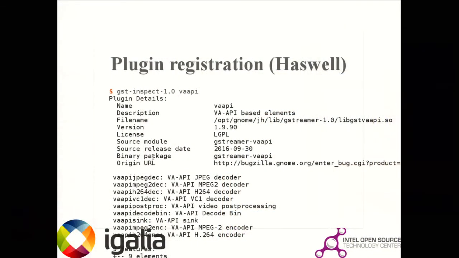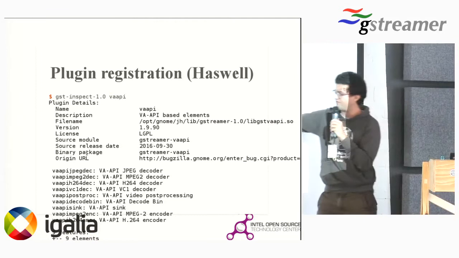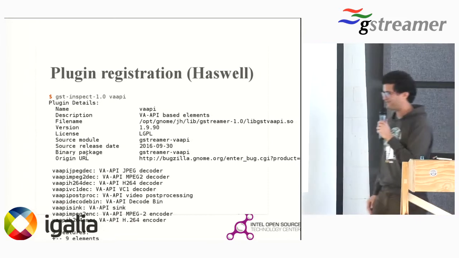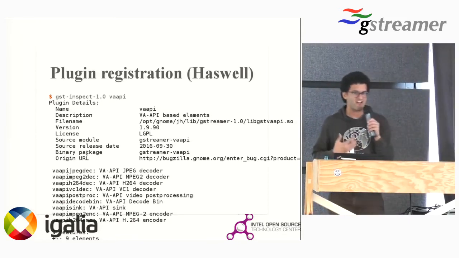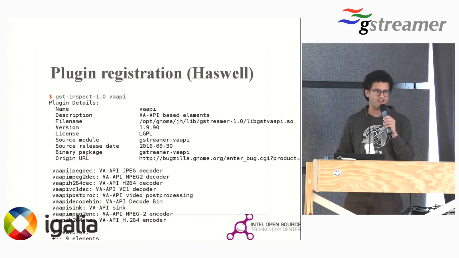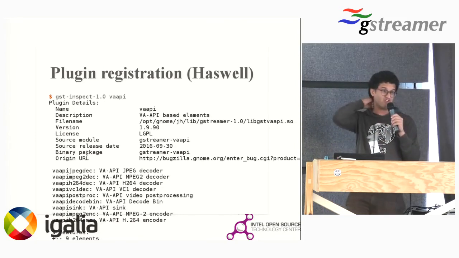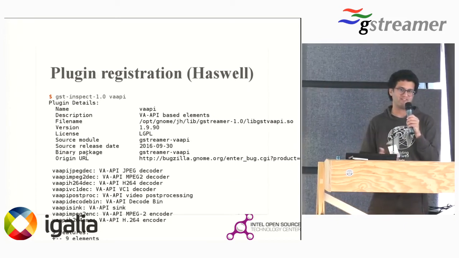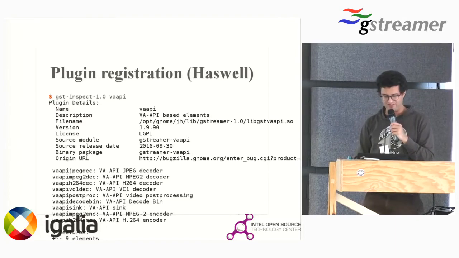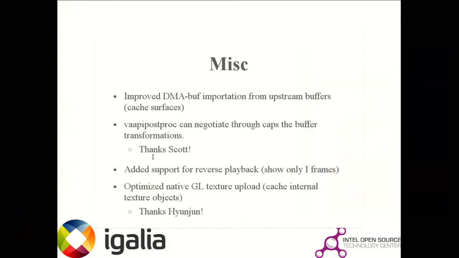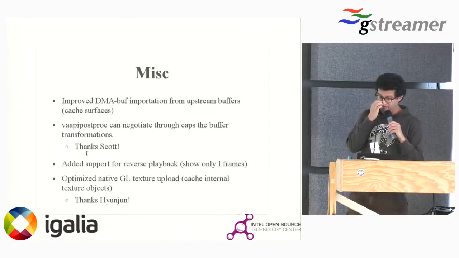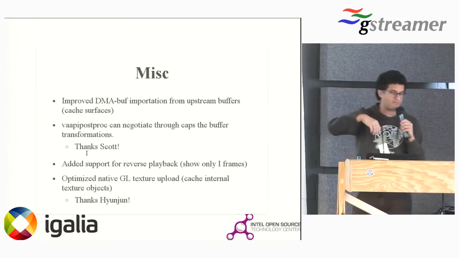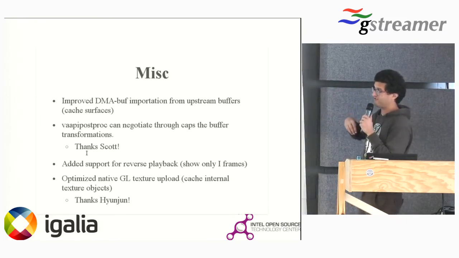So for example, this is what happens with Haswell. We only register these elements. For example, you cannot see the VP8 and VP9 decoders and encoders. So now users know what they have when running gst-inspect. In the past, users would normally see support for x264 when their hardware doesn't support it, and they had problems, but now it's fixed that way. What else? We have improved the DMABuf importation from upstream buffers because now we cache the surface, so DMABuf importation is more efficient.